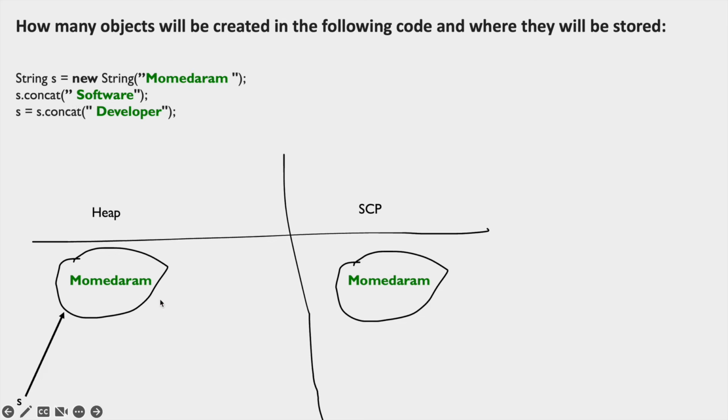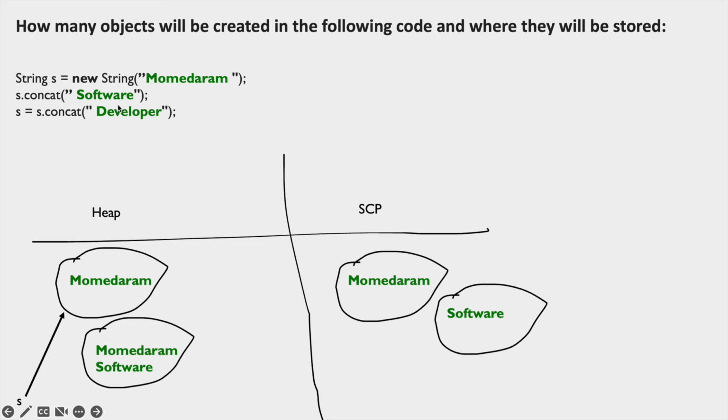in the heap memory. So the Momedaram software object will be created, but it will not be pointed to by any reference because here we do not have any reference, so it will be eligible for garbage collection, and this software will be created in the string constant pool. So whenever we perform runtime operations, the object will be created in the heap memory.